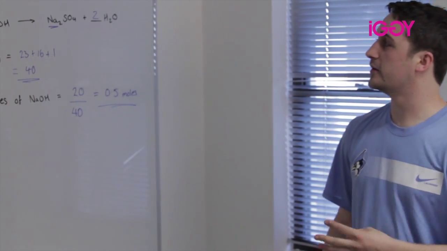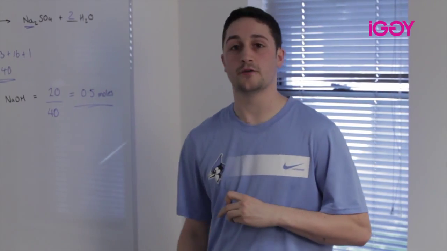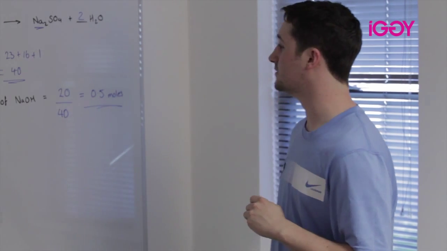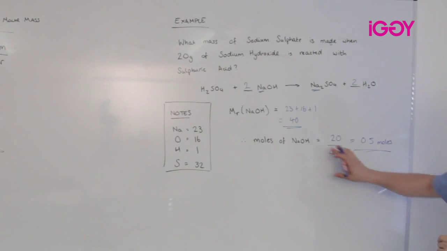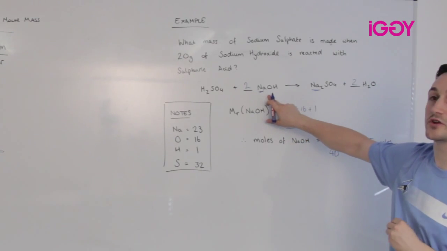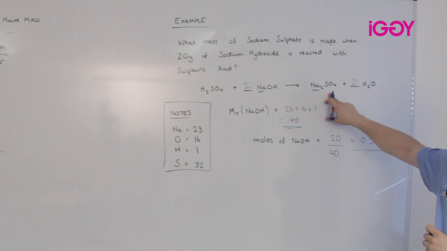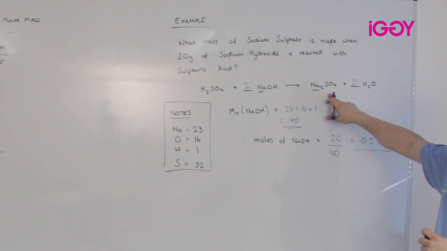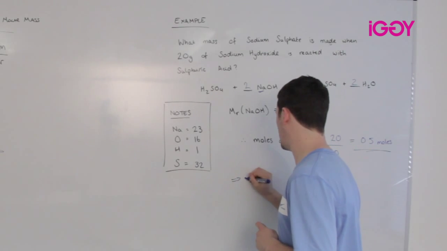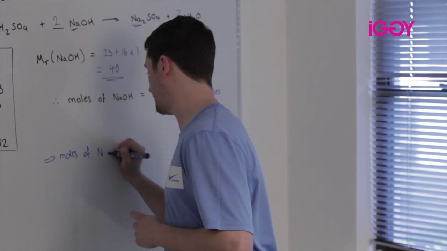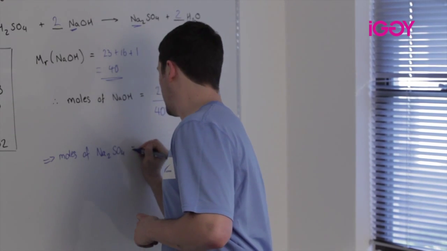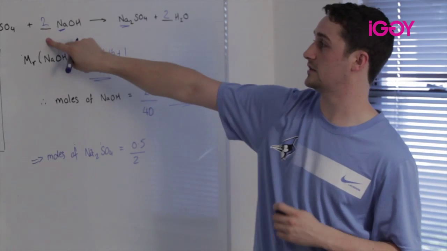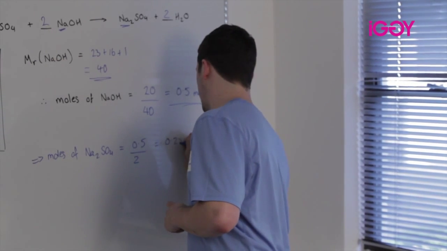You might think at this point that we don't have enough information to calculate Na2SO4. We can calculate the molar mass, but we don't have the number of moles in order to finish our equation. But this is where a bit of thinking comes in. We know that we are using 2 lots of sodium hydroxide to give 1 lot of sodium sulfate. So if we have 0.5 moles here, and this is 2, we have half that amount of sodium sulfate. So the moles of sodium sulfate, Na2SO4, equals half of this, 0.5 divided by 2, because this is 1 and this is 2. That gives us 0.25 moles.